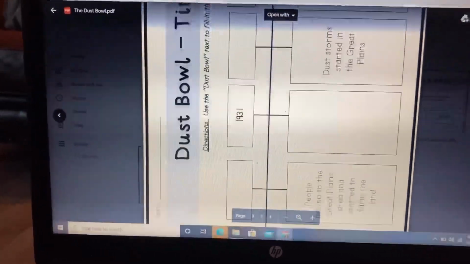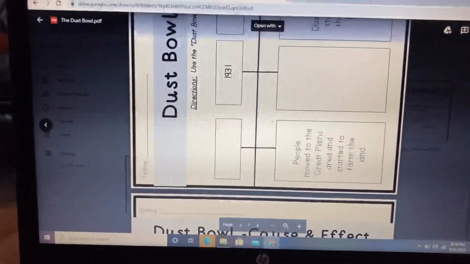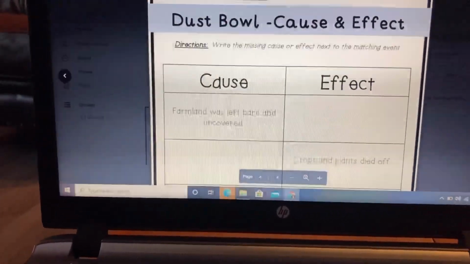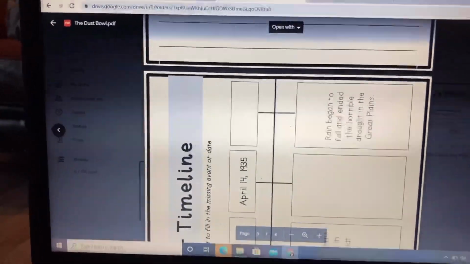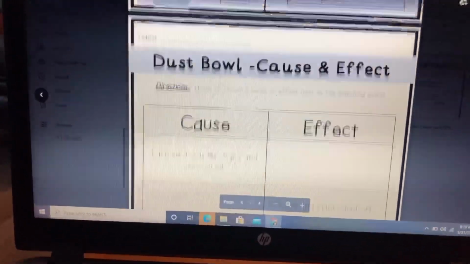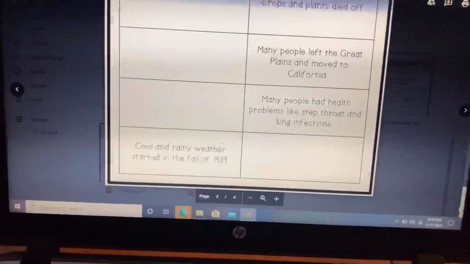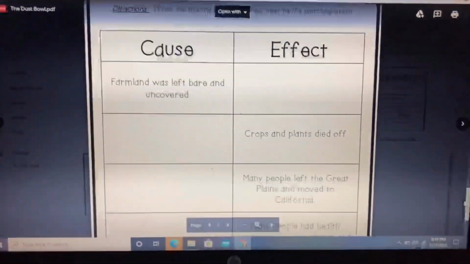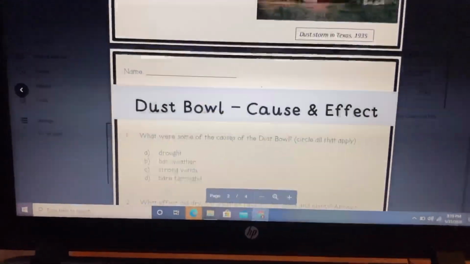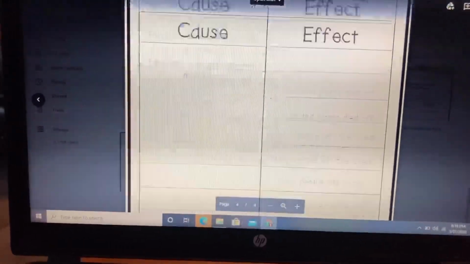So some things are already filled out for you. So make sure that you could do it on a piece of paper, or you could fill it right in here if you have a way of doing that. Here's just the cause and effect pages here. So there's a total of 1, 2, 3, 4 pages. Just like I said in the morning announcement, there's 4 pages.